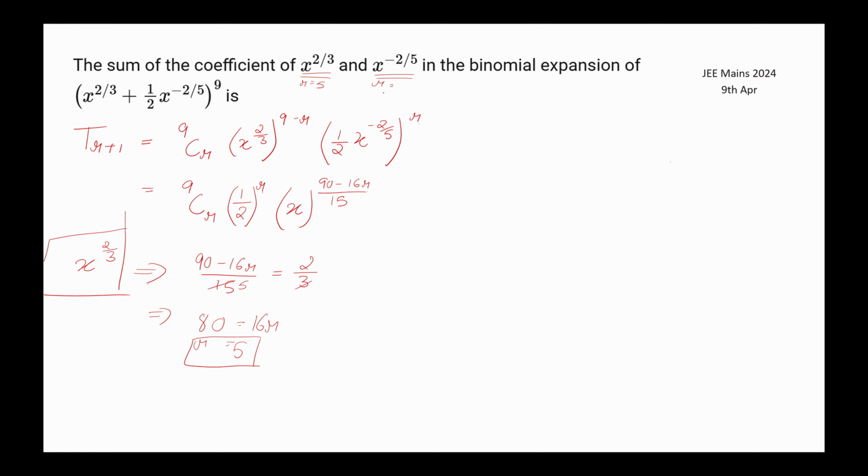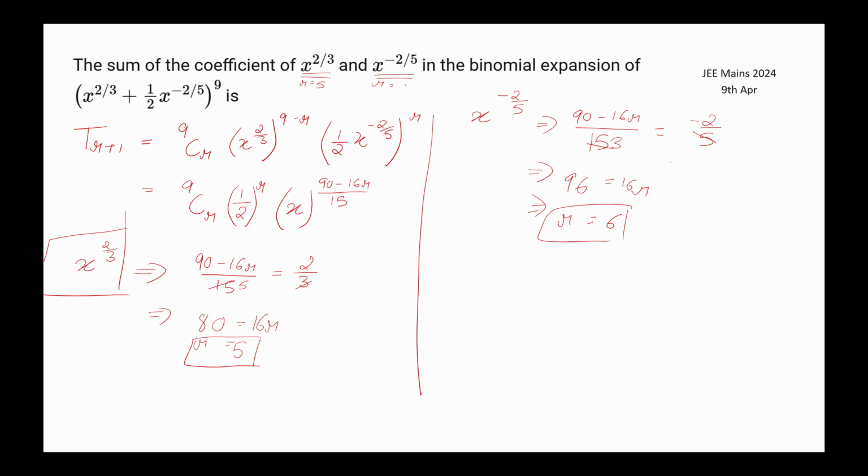Now let us find out the value of r for this one. Here we have x to the power -2/5. We have to find out this coefficient. That means I would say (90 minus 16r)/15 should be equal to -2/5. So from here simply this cancels out 3 times. Here we would have 6, so 96 would be equal to 16r, and from here we get r to be 6. So we've gotten our r.